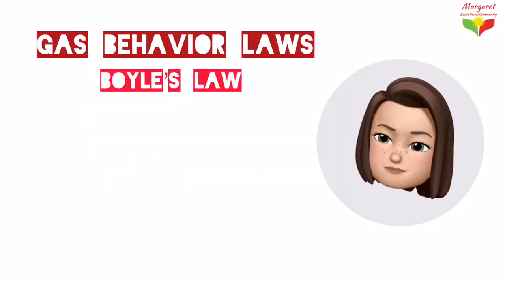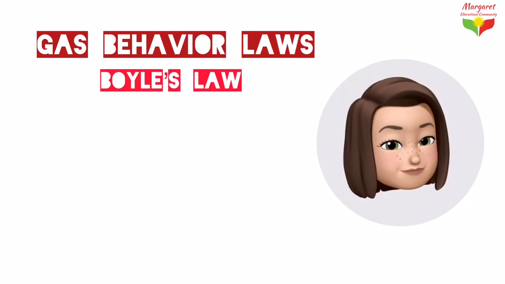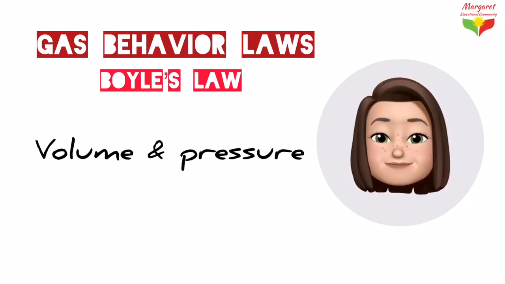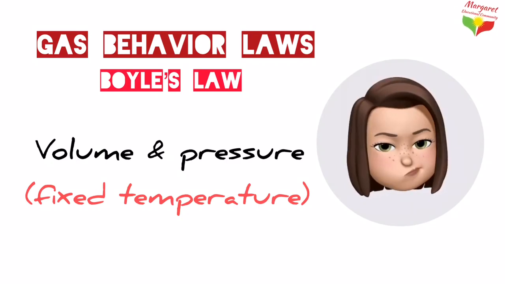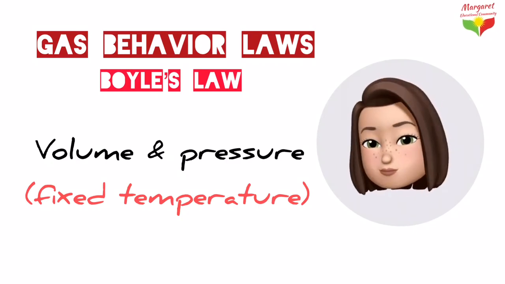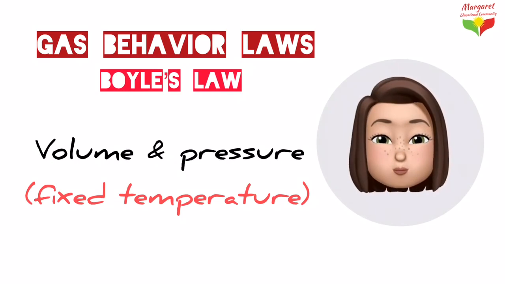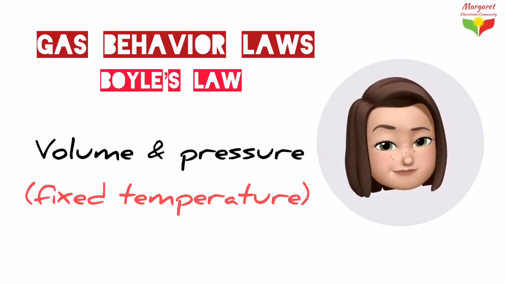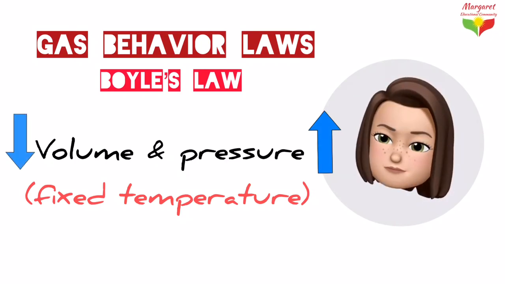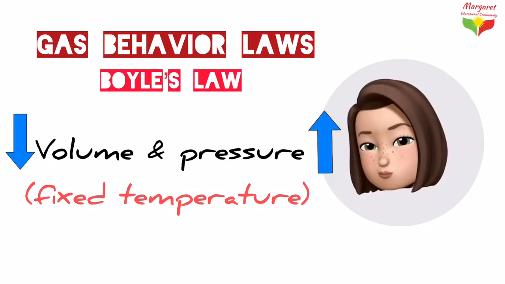First, we're going to start with Boyle's Law. He described the relationship between volume and pressure when the temperature is fixed. So he realized that the volume of a gas is inversely related to the pressure. As the pressure of a gas increases, the volume decreases by the same amount.